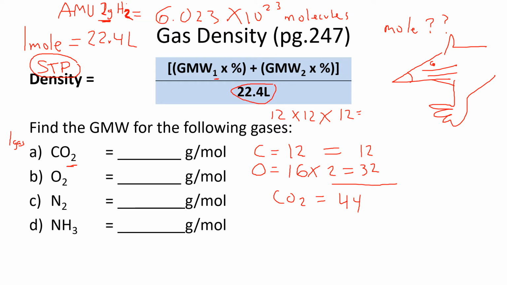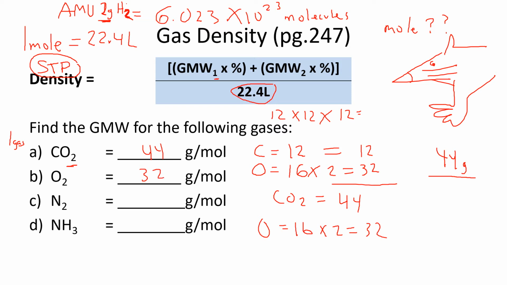All right, let's do oxygen. We have to solve this first. How many grams per mole? We figured out that CO2 is 44 grams per mole. Now figure out oxygen. How many grams per mole? O2. Oxygen is 16, but there are 2 of them, so that's 32.